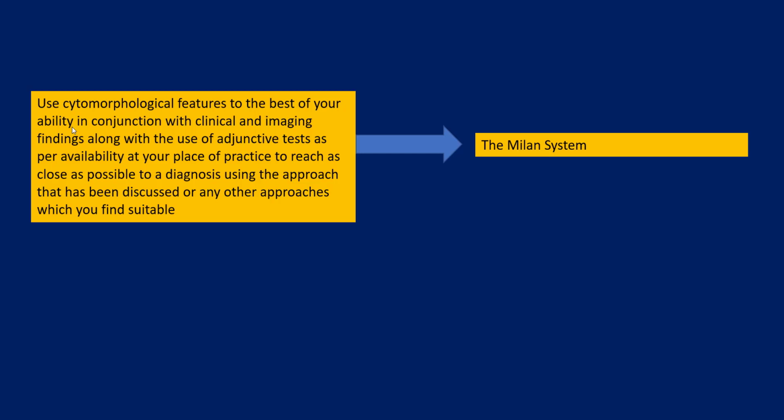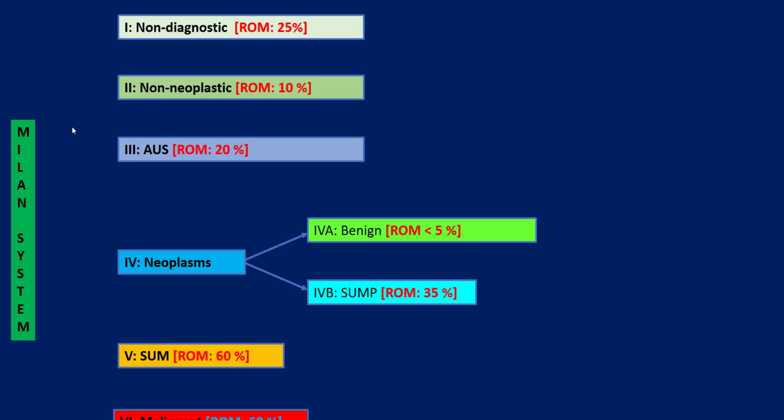So if you start looking at a smear and say, okay, what am I going to do? It's going to be Milan what, right? No. So try to use an approach, try to come to a diagnosis, and then depending on what you come to, try to fit into Milan and not the other way around. I hope I've been able to get through what I'm trying to say here.